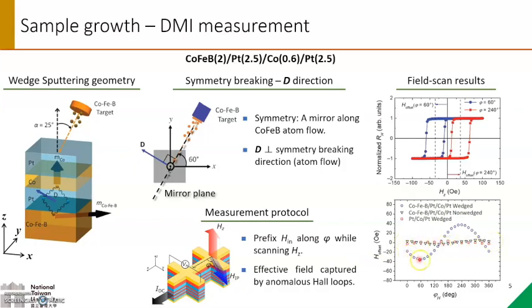Furthermore, a sinusoidal form of edge offset with regard to phi clearly shows antisymmetric behavior. The sinusoidal fitting suggests an HDMI of 37 oersted, and the angle dependence confirms that the D vector is indeed orthogonal to the symmetry breaking direction.